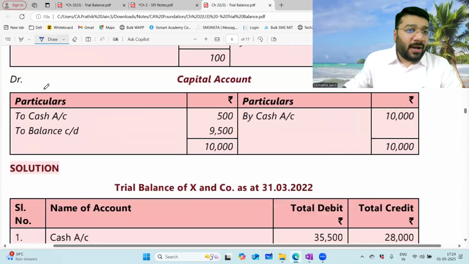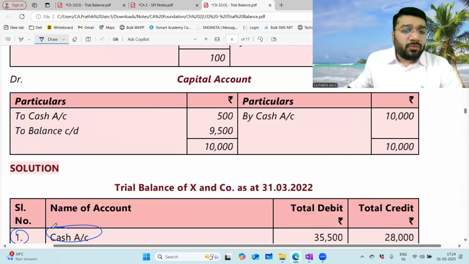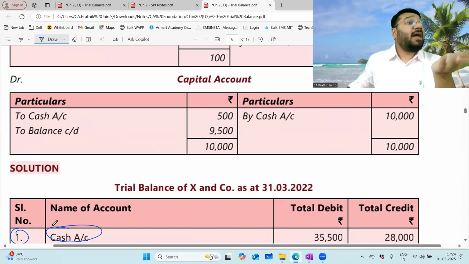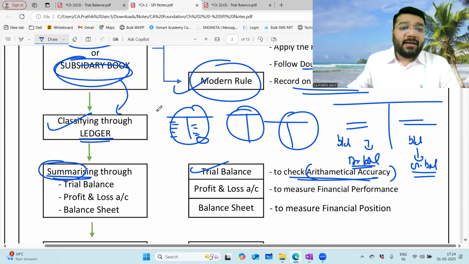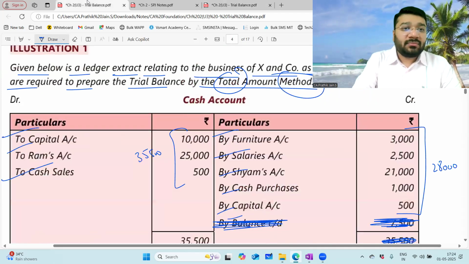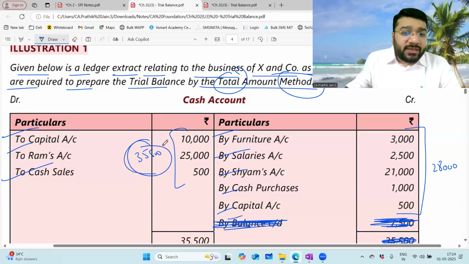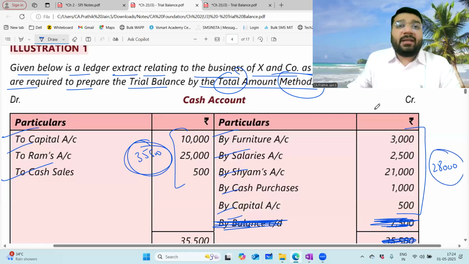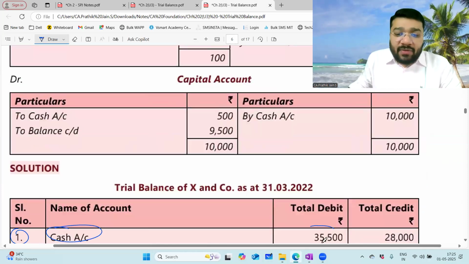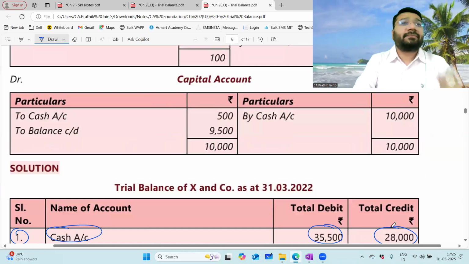Now, please write number 1. Write cash account. Don't write just cash. It is cash account. Debit side total is how much? 35,500. So record this total in the debit column and record 28,000 in the credit column. So 35,500, 28,000.